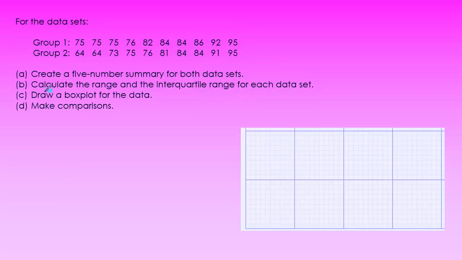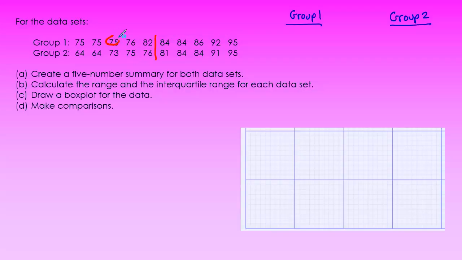For these data sets, we want to create a 5-number summary for both sets of data. So let's start with that. If we've got group 1 and group 2, and fortunately this time the data is in order for us. Both data sets have got 10 values. So 10 plus 1 divided by 2 is 5.5. 1, 2, 3, 4, 5. So the median is going to be in between these values here. And then we've got 5 pieces of data in each subset.